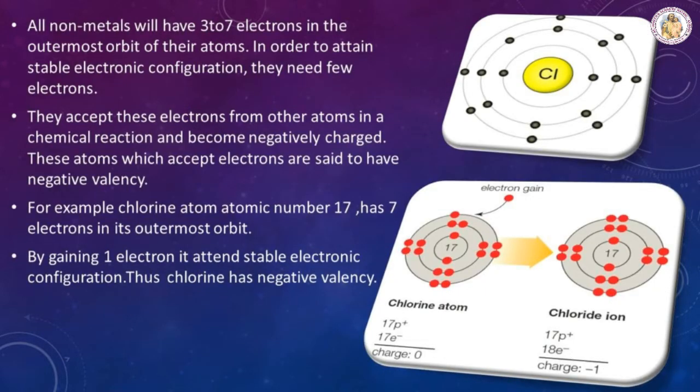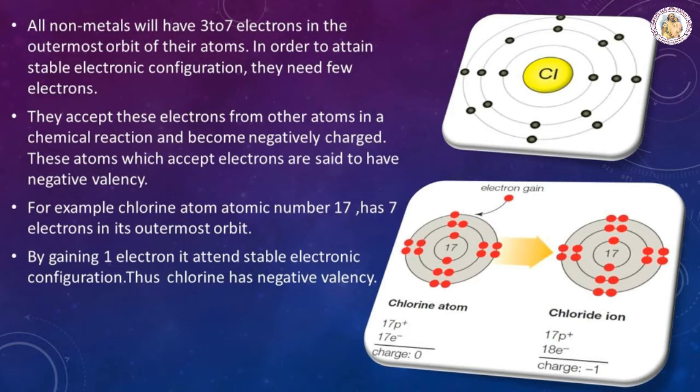All nonmetals will have 3 to 7 electrons in the outermost orbit of their atoms. In order to attain a stable electronic configuration, they need a few electrons. So they accept these electrons from other atoms in a chemical reaction and become negatively charged. These atoms which accept electrons are said to have negative valency.